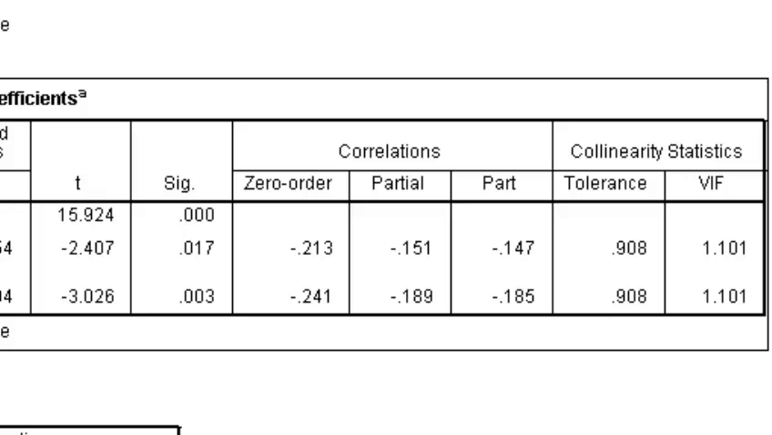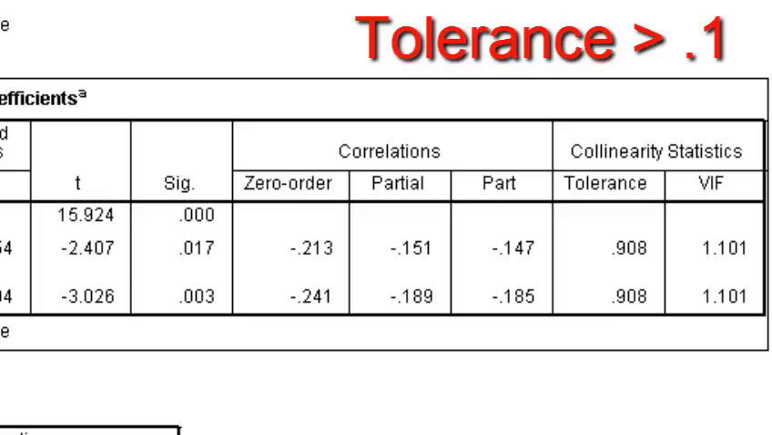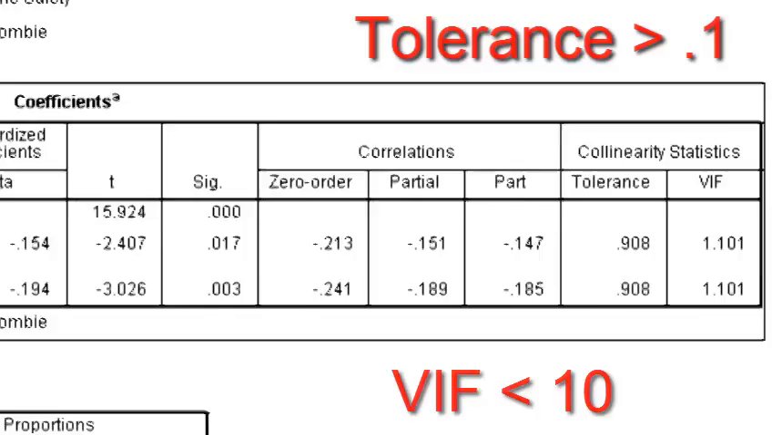And the cutoff point for tolerance is it has to be bigger than 0.1. Therefore, for VIF, remember, because they're inverse, it has to be less than 10. If tolerance is bigger than 0.1 and VIF less than 10, that means the data didn't violate the assumption of multicollinearity. And from the table, we can see that tolerance is bigger than 0.1 because it's 0.908 for both IVs. And the VIF for both IVs is 1.101, which is less than 10. So that means the data didn't violate the assumption of multicollinearity.